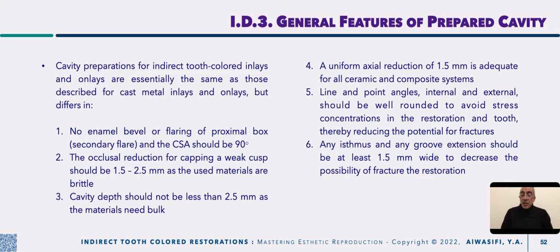All line and point angles, internal and external, should be rounded to avoid stresses, while for cast gold restoration they should be sharp to add to axial retention. Also, the isthmus area and any groove extension should be at least 1.5 millimeters wide to improve the bulk of the material and decrease its liability to fracture.